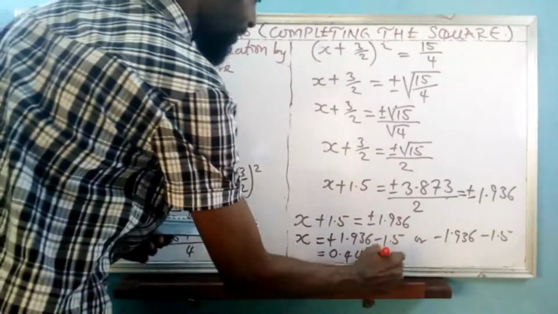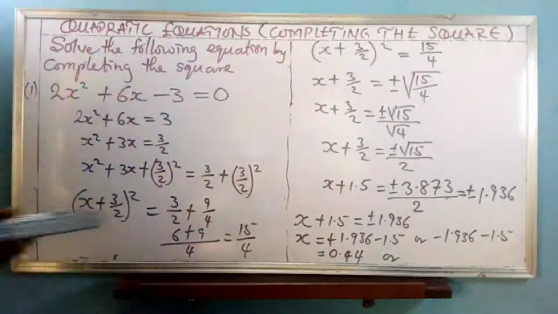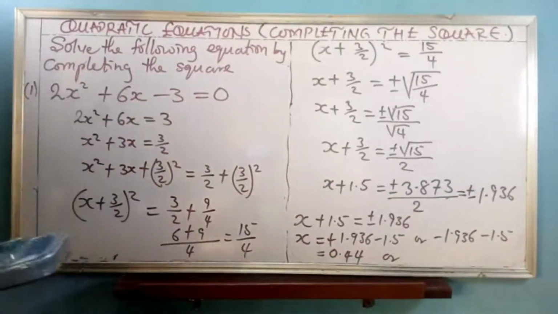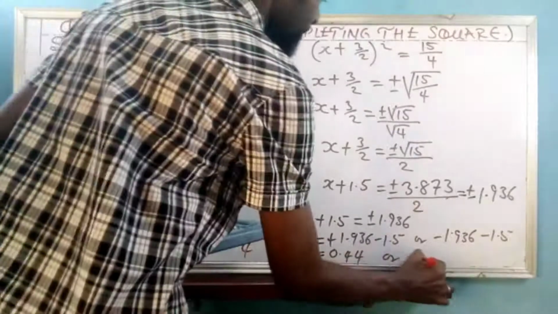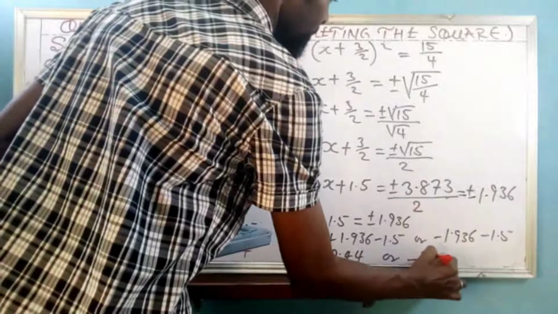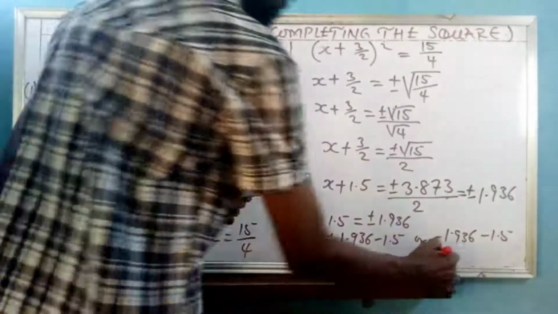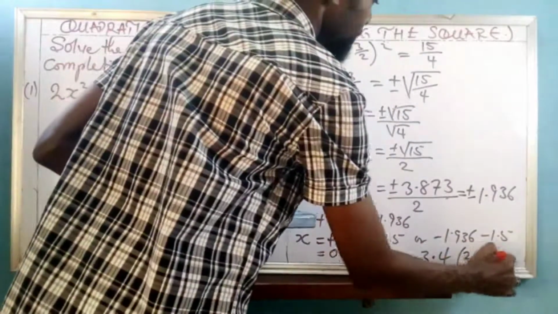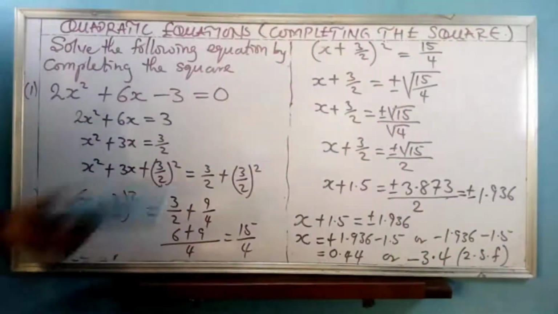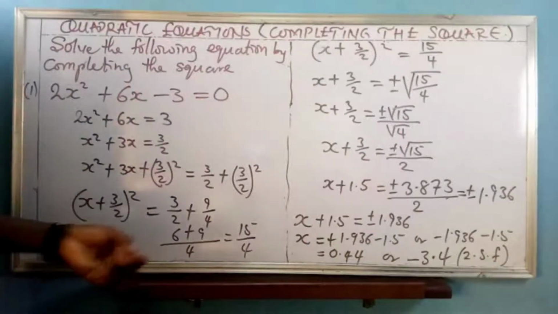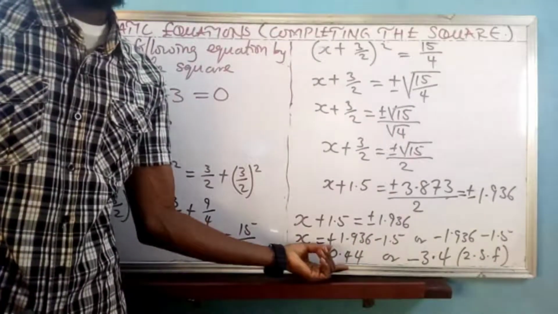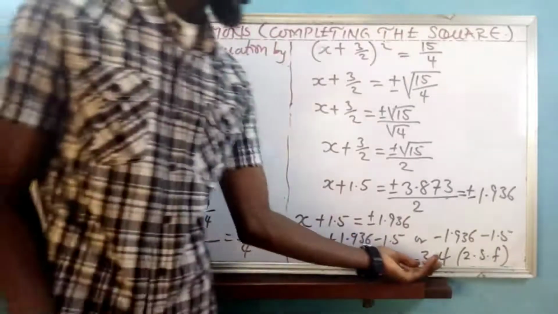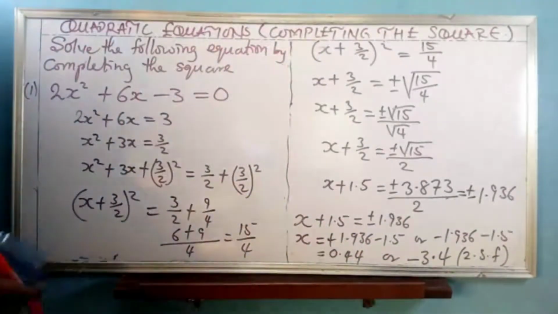Or what do we have in the other hand? I've already taken it to two significant figures like that. So in the other side, when we subtract, we are going to have minus 3.4, the two significant figure, so not to have plenty of decimals over there. So now the root of the equation will now be 0.44 or minus 3.4. That's the root of that equation. Is that one clear enough? Shall we continue? That's very good.